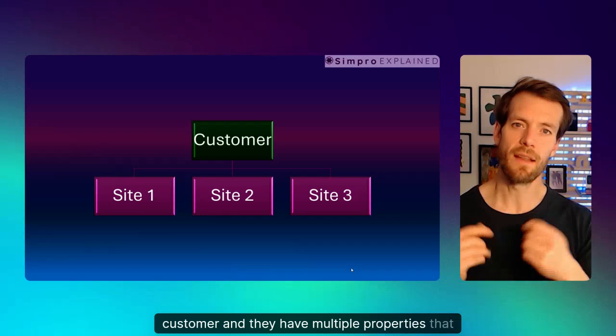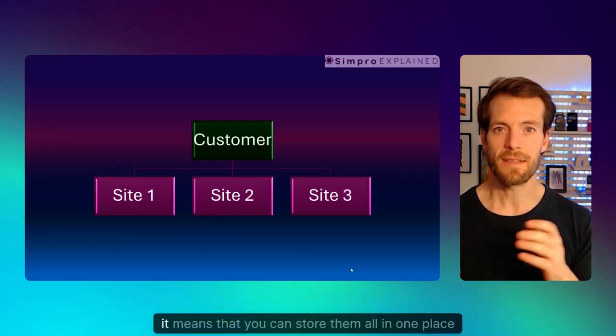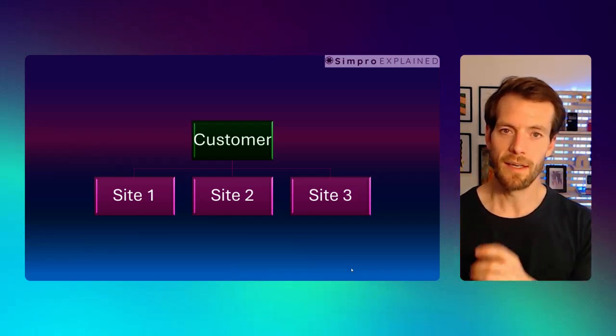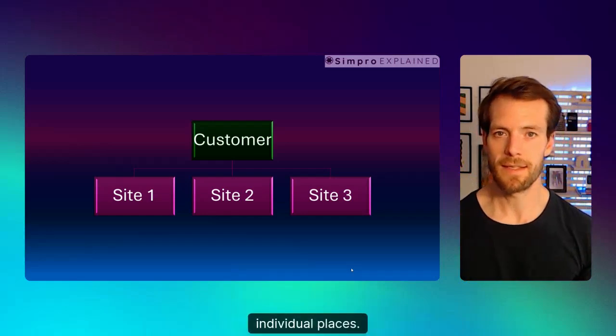Customers can have multiple sites associated to them, which is really important, because if you have a single customer and they have multiple properties that they own or maintain, it means that you can store them all in one place and you can go and do work at each of the individual places.